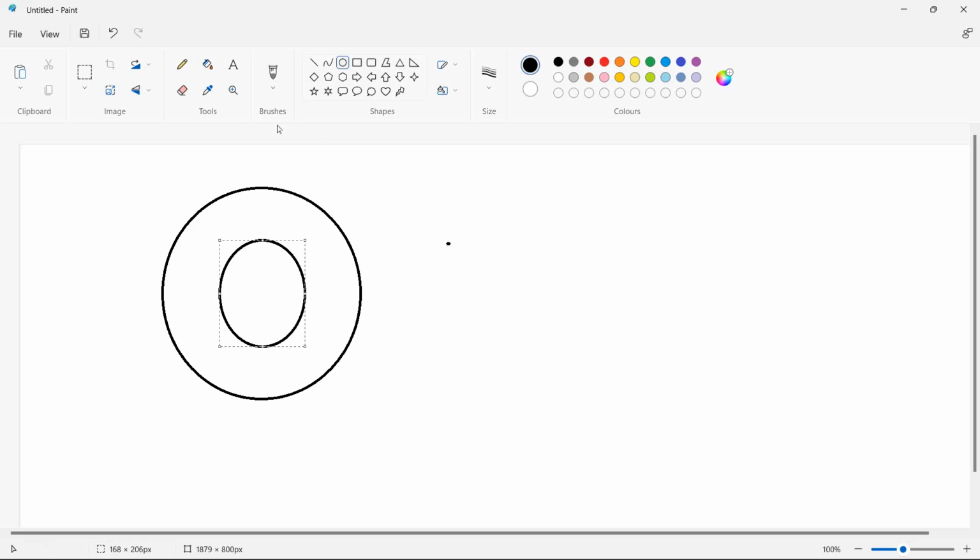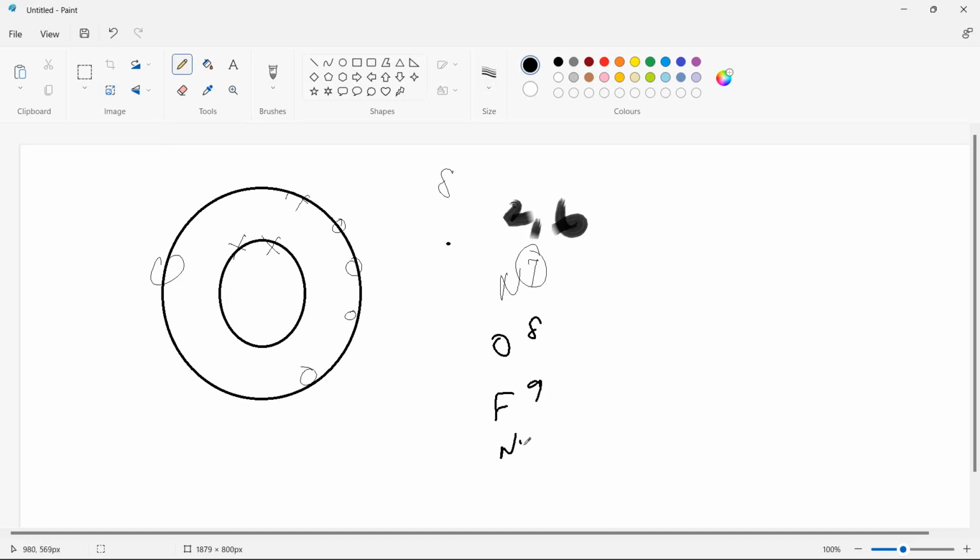Oxygen has atomic number 8, so the electronic configuration will be 2, 6. Here 2 electrons will be, and here 6 electrons will be: 1, 2, 3, 4, 5, 6. This is the arrangement of electrons in oxygen. In the case of nitrogen, nitrogen will have 7 electrons. Nitrogen 7, oxygen 8, fluorine 9, and neon 10.